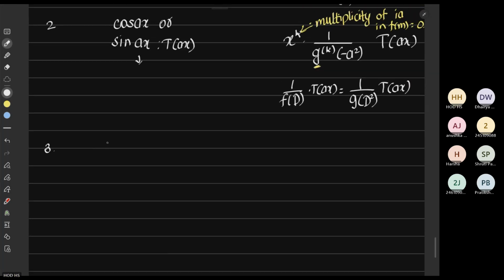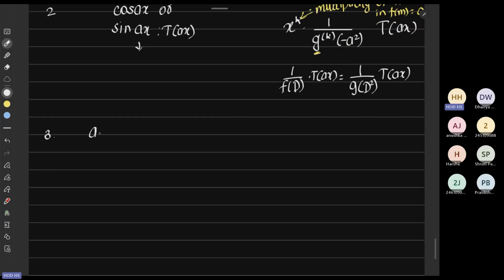Third, when we have a polynomial, let's say a_n x to the power n, a_(n-1) x to the power n minus 1, and so on till we get a_1 x plus a_0. In this case, we have two different rules. One will calculate the inverse of f of D. Let's call this a polynomial in x.